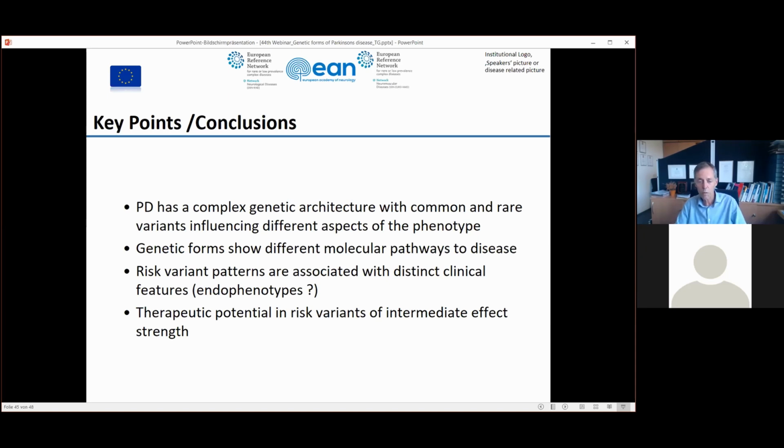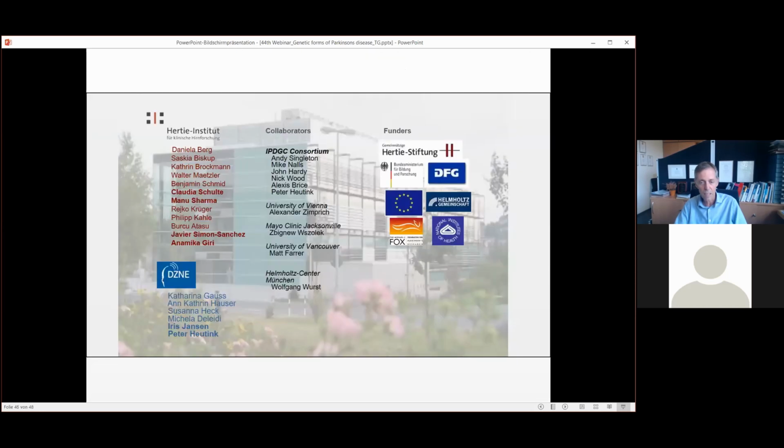And the therapeutic potential is probably highest in those with the intermediate effect strength variants, so in the GBA gene, in the LRRK2 G2019S genes, where we can find enough patients who have those variants, but who have a defined genetic variant that can actually be addressed by genetically directed treatments. And with that, I would like to conclude and be happy to answer questions.